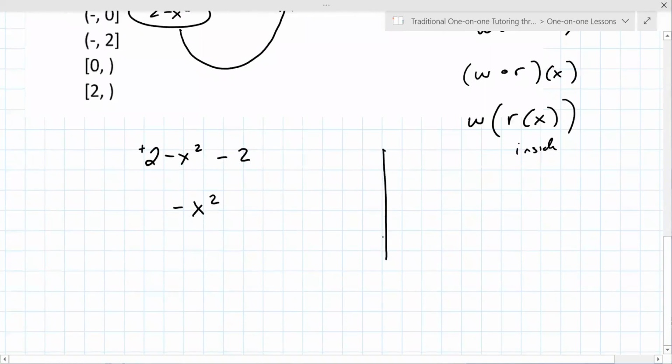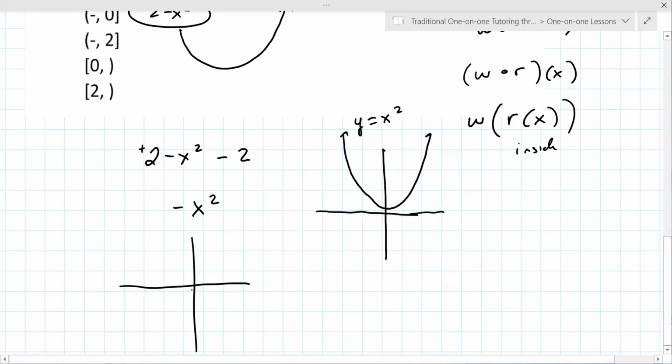Now, do you know what the graph of just a regular x squared looks like? Do you remember that? Yeah. So x squared is a U-shaped graph. Negative x squared, though, is going to go the other direction. It opens down.